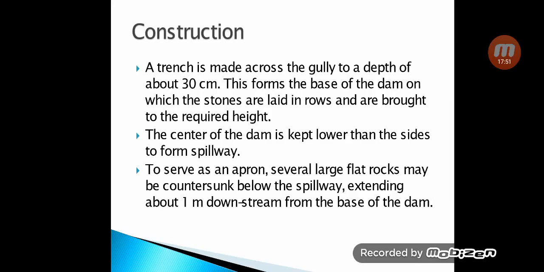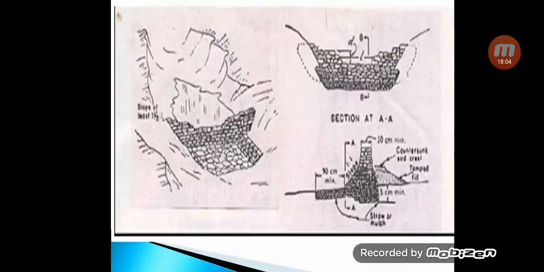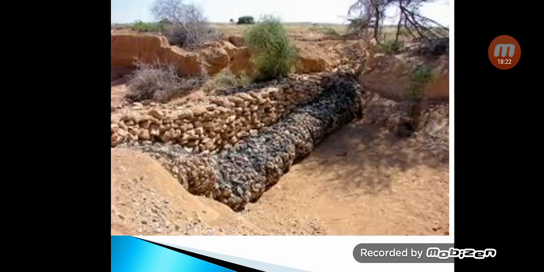The center of the dam is kept lower than the sides. To serve as an apron, several large flat rocks may be countersunk below the spillway. So this is the apron. Many flat rocks can be used in this region for the drainage of water. So you can see this is the loose rock dam.